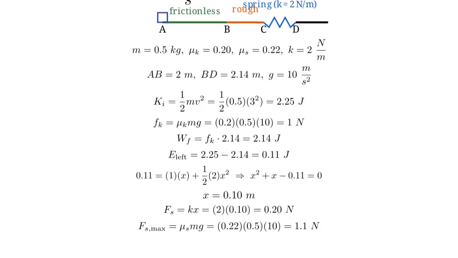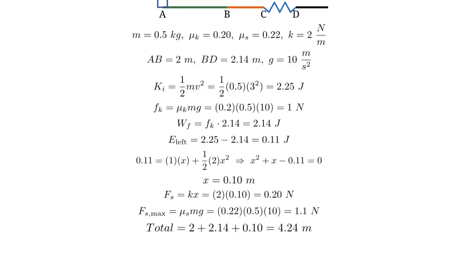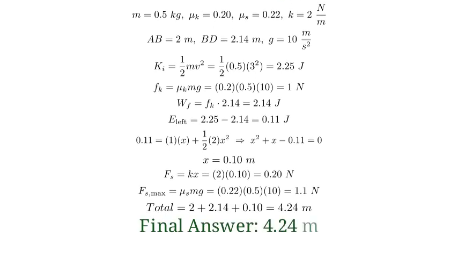The spring force is kx, which is 0.2 newtons. The maximum static friction is mu s mg, which is 1.1 newtons. Since the spring force is smaller, the block stays at rest. So the total distance traveled is A to B plus B to D plus x, which is 4.24 meters. Final answer. The block travels 4.24 meters before it comes to rest.